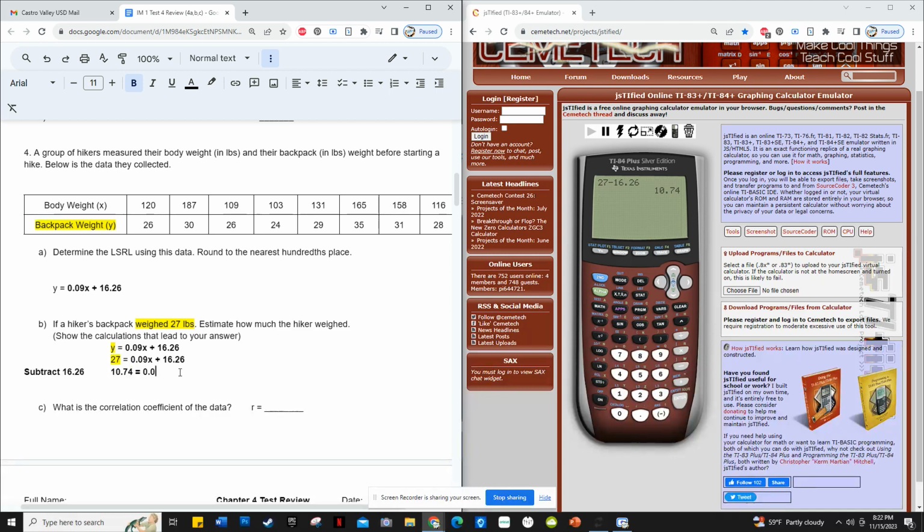So 10.74 equals 0.09x. Our next step is to divide both sides by 0.09, and that's going to get x by itself. When I do that, I'm going to get the answer of x equals, or is approximately, 119.33.